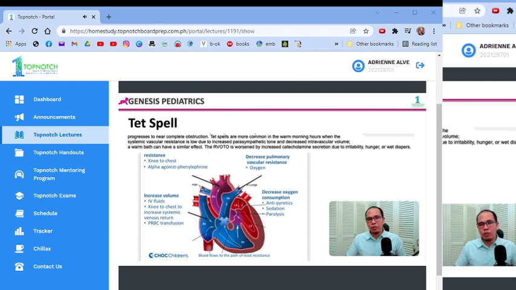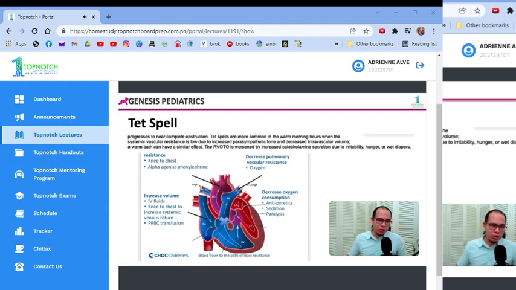So what triggers TET spell? There are a lot of theories, but mainly, a lot of studies will agree that it's because of your catecholamine release. And when does this happen? Usually pag yung bata irritable, umiiyak, kunwari napagod sila, or for example, tumae sila, or tinusok sila ng bakuna. But aside from that, there are other triggers. It's very common in the warm morning, sabi dyan, when the systemic vascular resistance is low. So mamaya, i-discuss natin, meron tayong maganda illustration dyan, what triggers your TET spell.